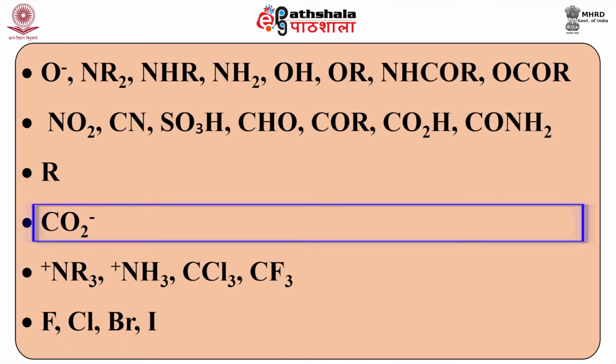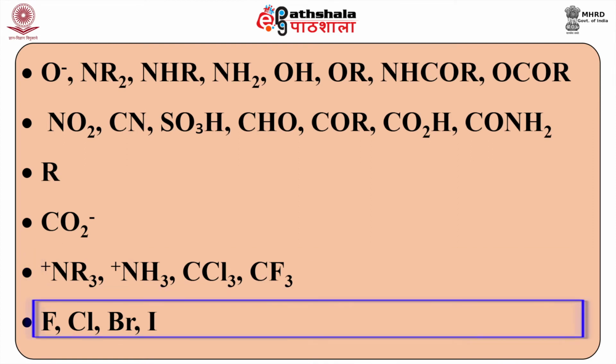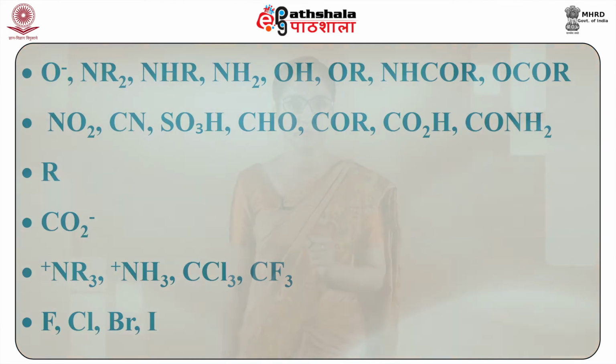Fourth is the carboxylic acid. Fifth one is the salts of amines or alkyl amines and the trihalogen carbons, that is CCl3 or CF3, and the final category is the halogens itself, that is fluorine, chlorine, bromine and iodine.